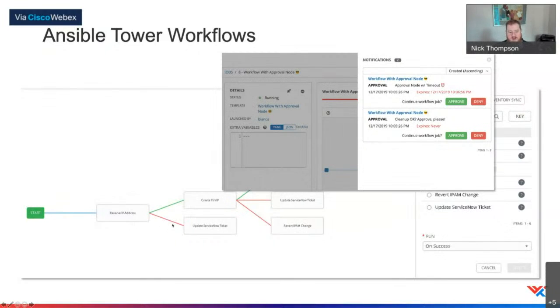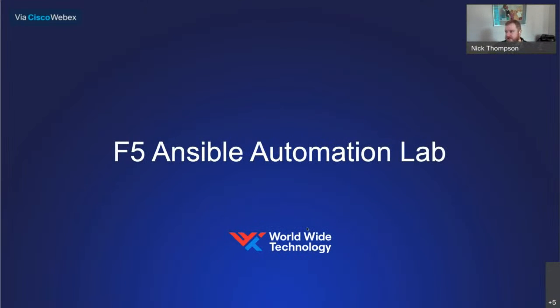So workflows give you that ability to chain different plays together and then give you options, right? So in the event that we get an IP and the VIP creation fails, having the ability to update the ticket saying, here's the address, the VIP failed, and then go revert and give that address back to the pool so it can be used at a later date. Building these workflows is key, and as you explore Tower in the lab, you'll be able to see where this is at. So that takes us to the lab and the hands-on component of this.